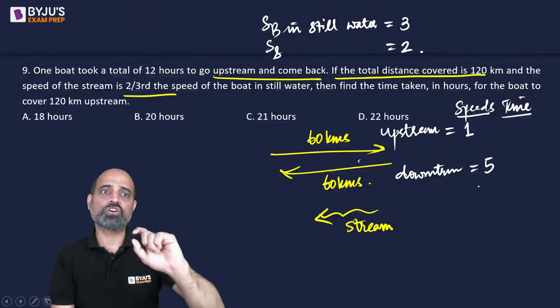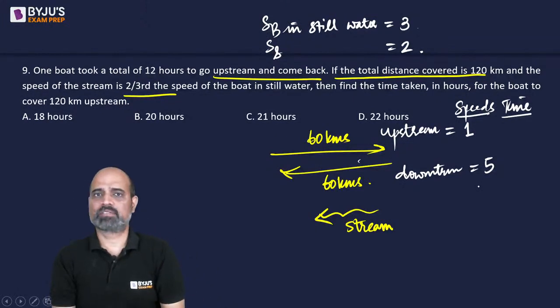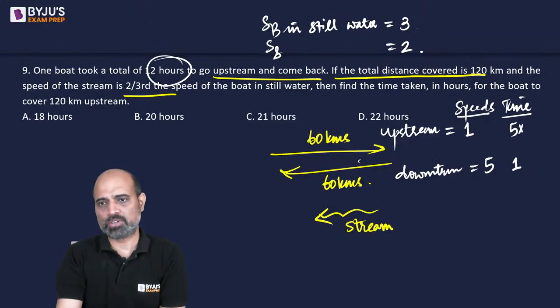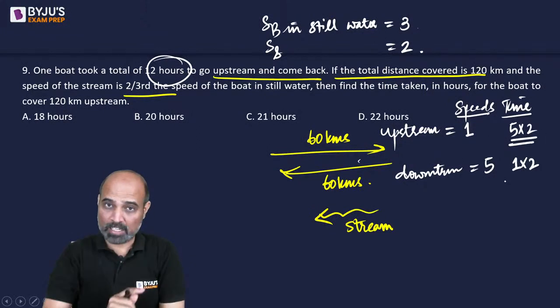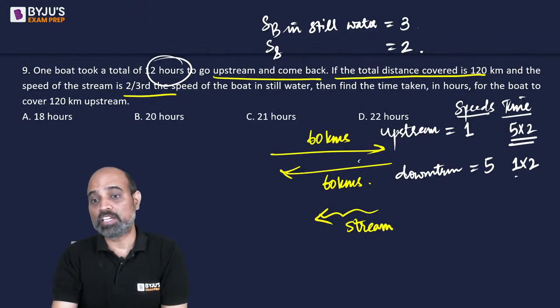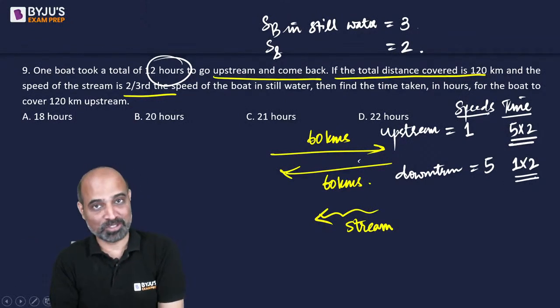If distance is constant, how are speed and time related? Proportionally inverse. तो अगर स्पीड 1 और 5 है तो टाइम 5 और 1 हो जाएगा. 5 and 1 means 6 hours. 5 + 1 6. पर इन्होंने बोला है 12 hours. So डबल कर दो आप. So that means the boat takes 10 hours to cover those 60 kilometers and it takes only 2 hours to come back those 60 kilometers.